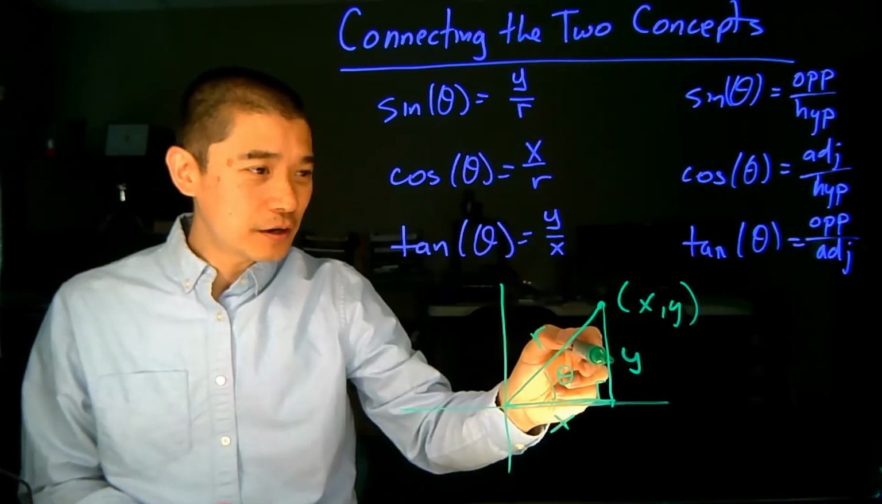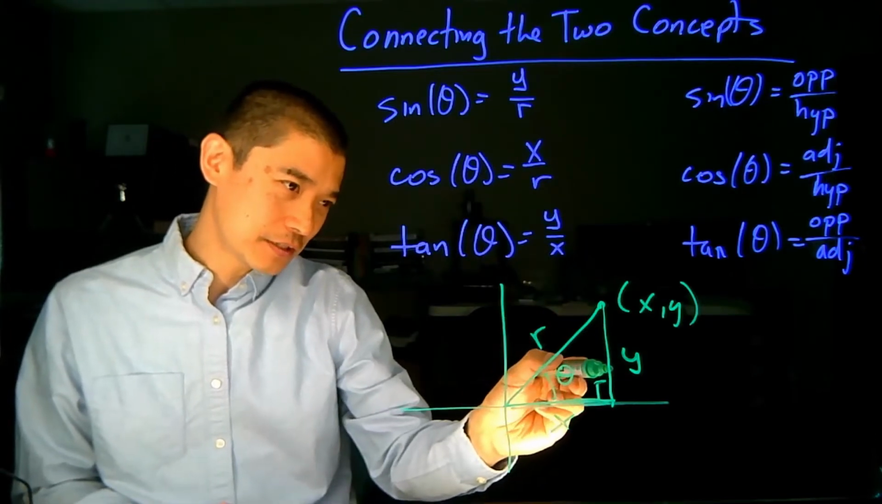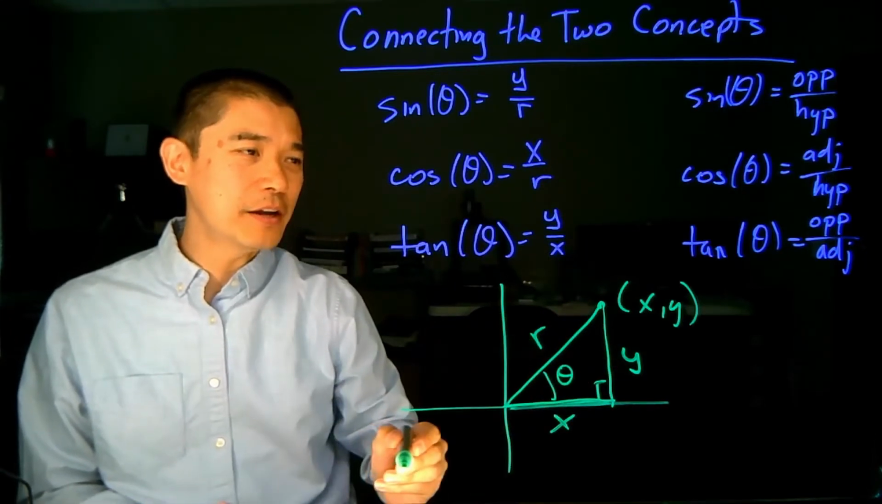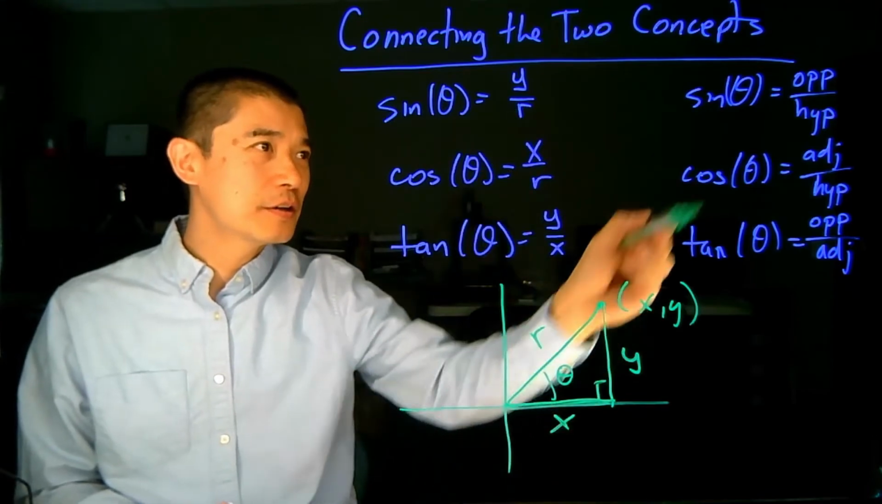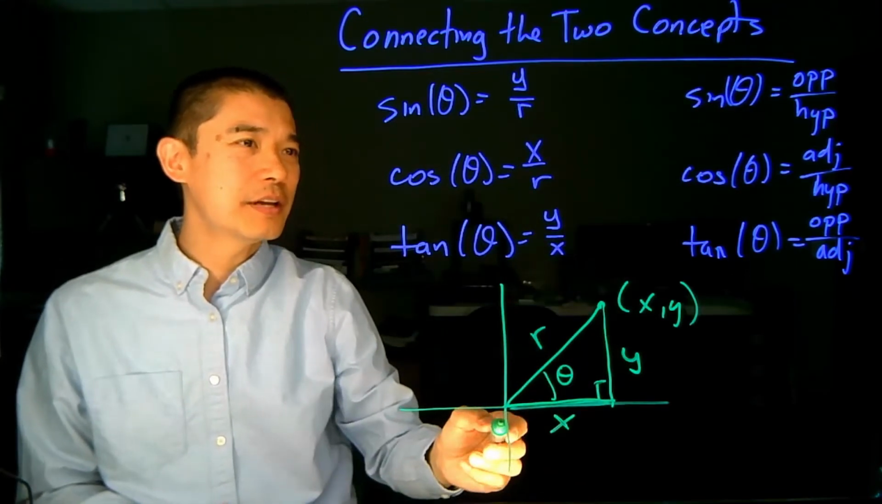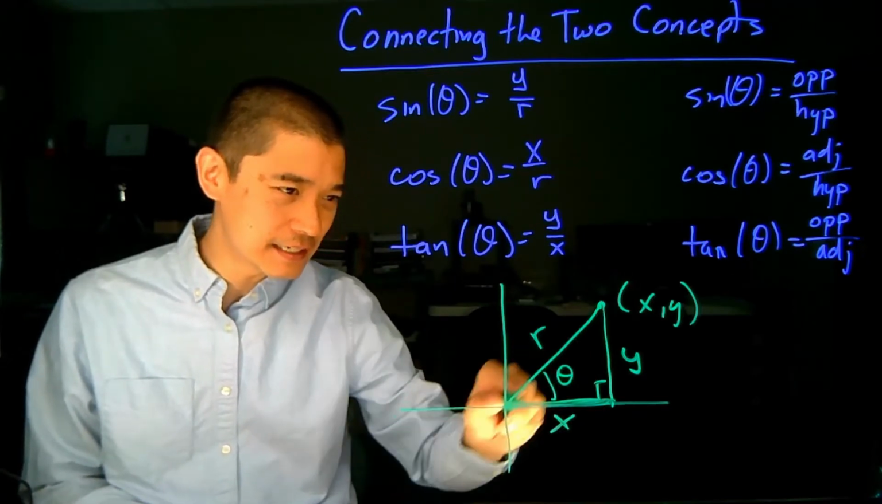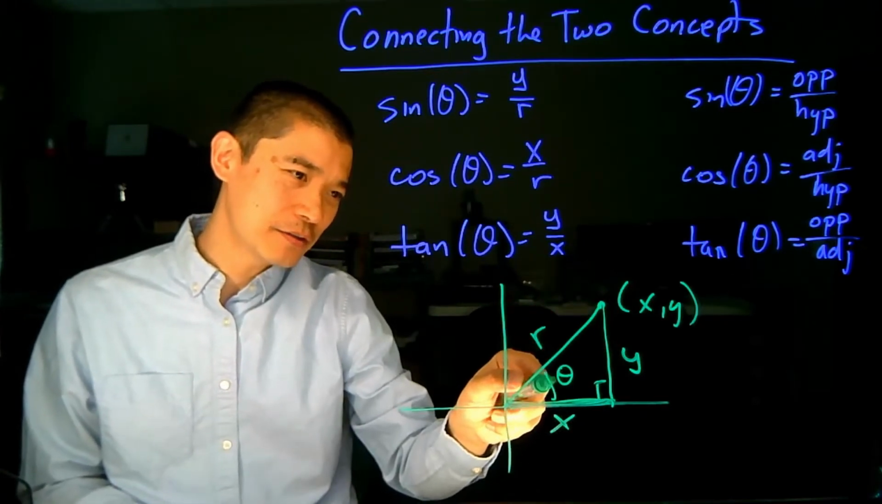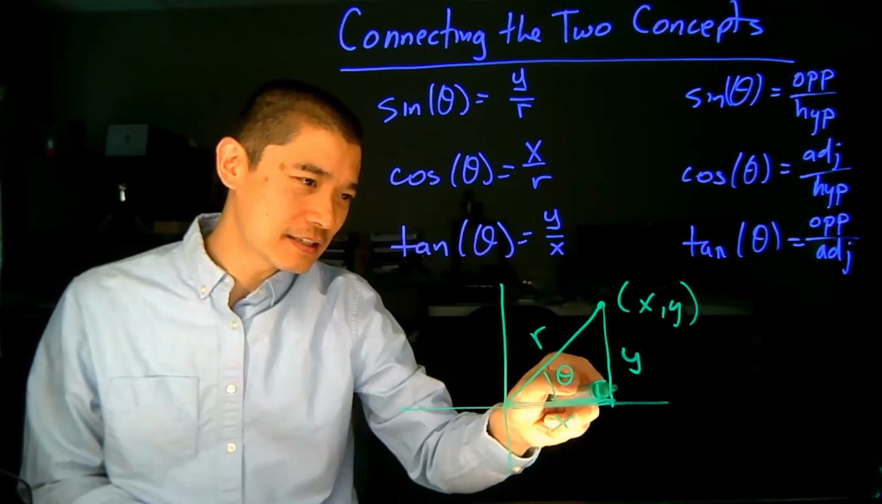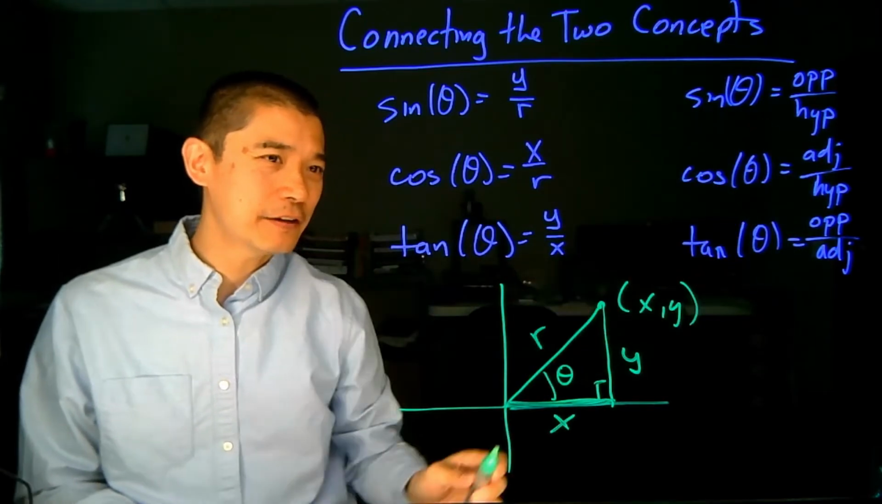Y over r. Well, this is the opposite side, and that's the hypotenuse. Sine is y over r. Sine is opposite over hypotenuse. And you can work your way through. Cosine is x over r. X, well, that's the adjacent side. R is still the hypotenuse. So cosine theta is adjacent over hypotenuse, which is what we have here.